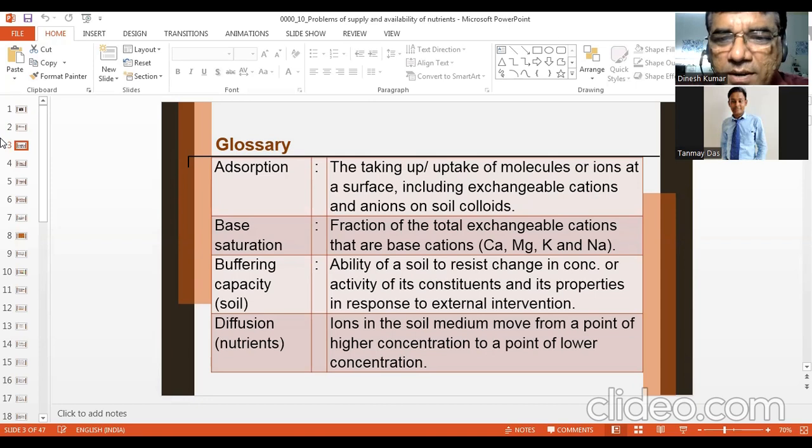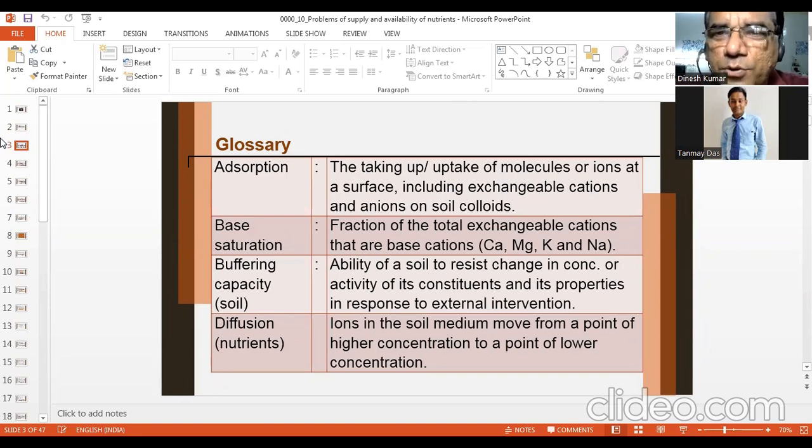Base saturation: fraction of the total exchangeable cations that are bases or base cations, calcium, magnesium, potassium, and sodium. Buffering capacity of the soil. So most of the time, students consider it as related to soil pH. Most of the people take it in that sense, but some people have used this buffering capacity in other sense also. Like you get soil solution.